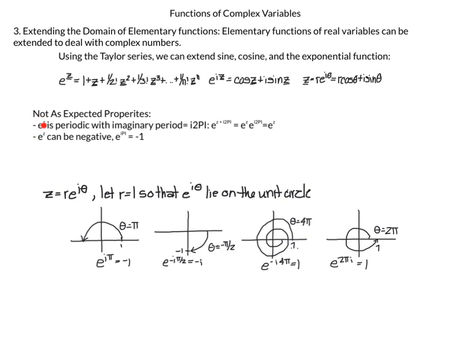So e to the z, where z is possibly a complex number, is periodic with an imaginary period of i 2 pi. In other words, e to the z plus i 2 pi is equal to e to the z times e to the i 2 pi. And remember, rotating by 2 pi just gets you back to 1. So this is simply equal to e to the z.